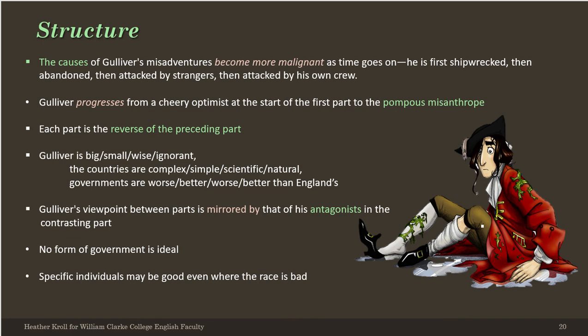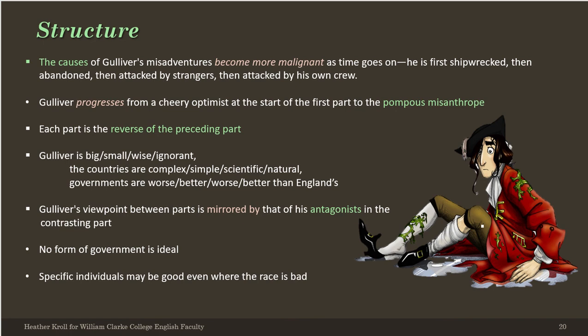Gulliver progresses from a cheery optimist at the first part to a pompous misanthrope at the end. So he really just hates people. He wants to be a horse by the end of the novel. And some people say it's a sign of his own dementia, that they didn't actually understand his biting satire. Each part is a reverse of the preceding part. So they're actually very carefully structured.